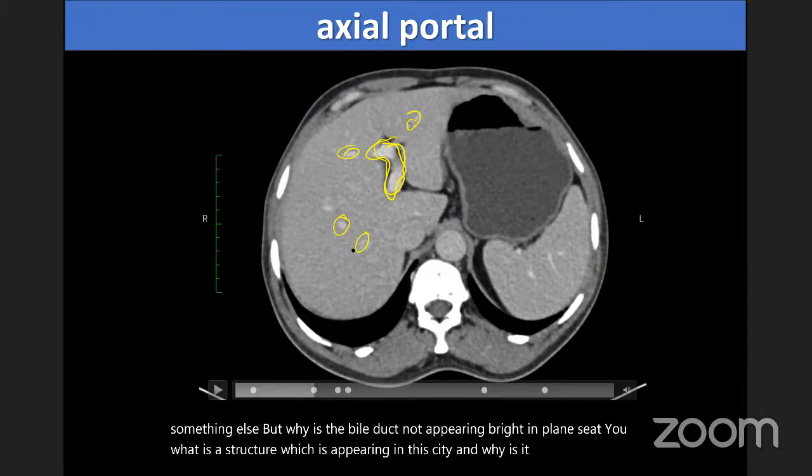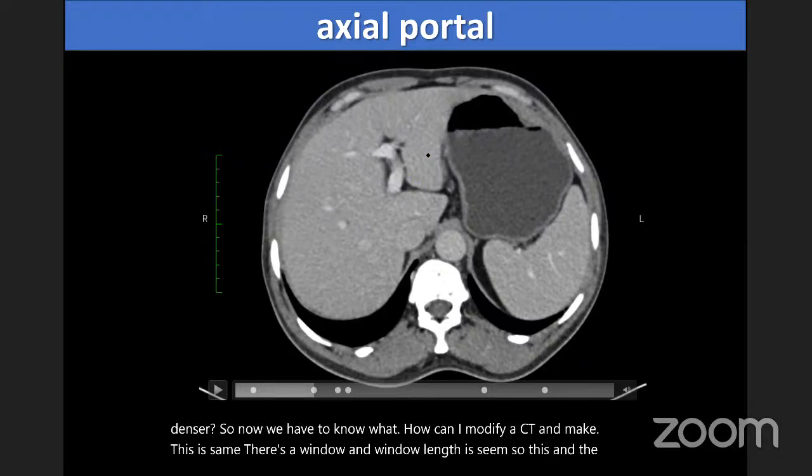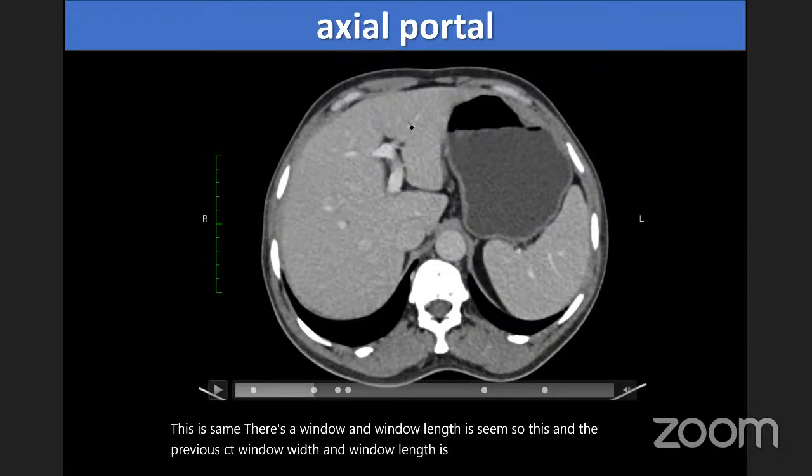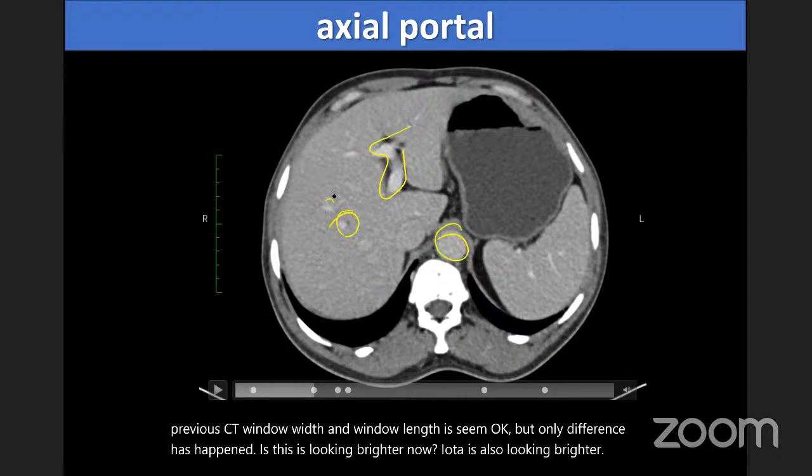So now we have to know how I can modify a CT. This is the same window, and the window width and window length are the same as in the previous CT. But the only difference is that this is looking brighter now. The aorta is also looking brighter, and something is looking brighter.